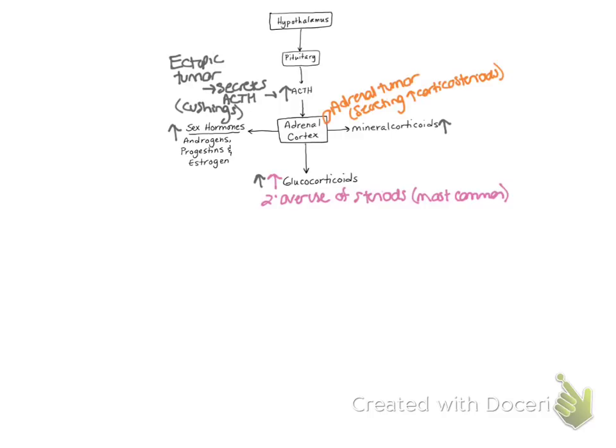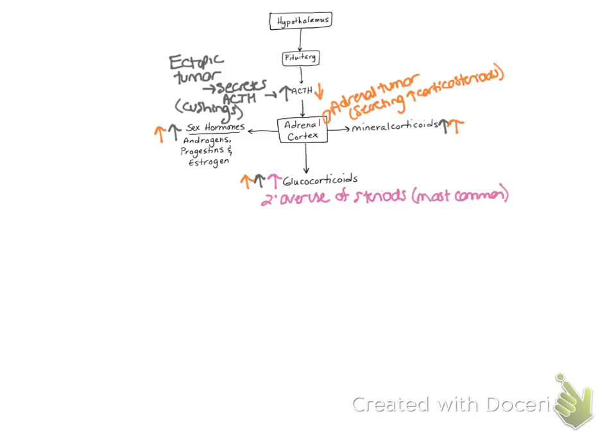And then the third etiology would be the adrenal tumor that just sits right there at the adrenal cortex, and that adrenal tumor secretes an increased amount of corticosteroids. So again, it's going to increase sex hormones, increase melanocorticoids, and increase glucocorticoids. And what happens is that, again, it kind of reads like this.